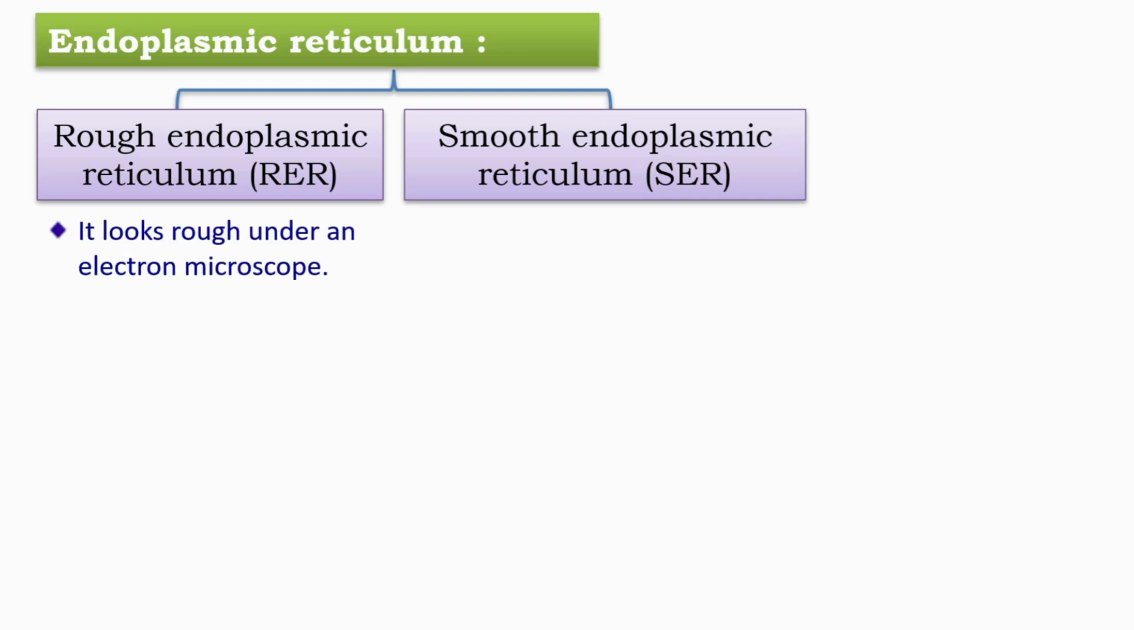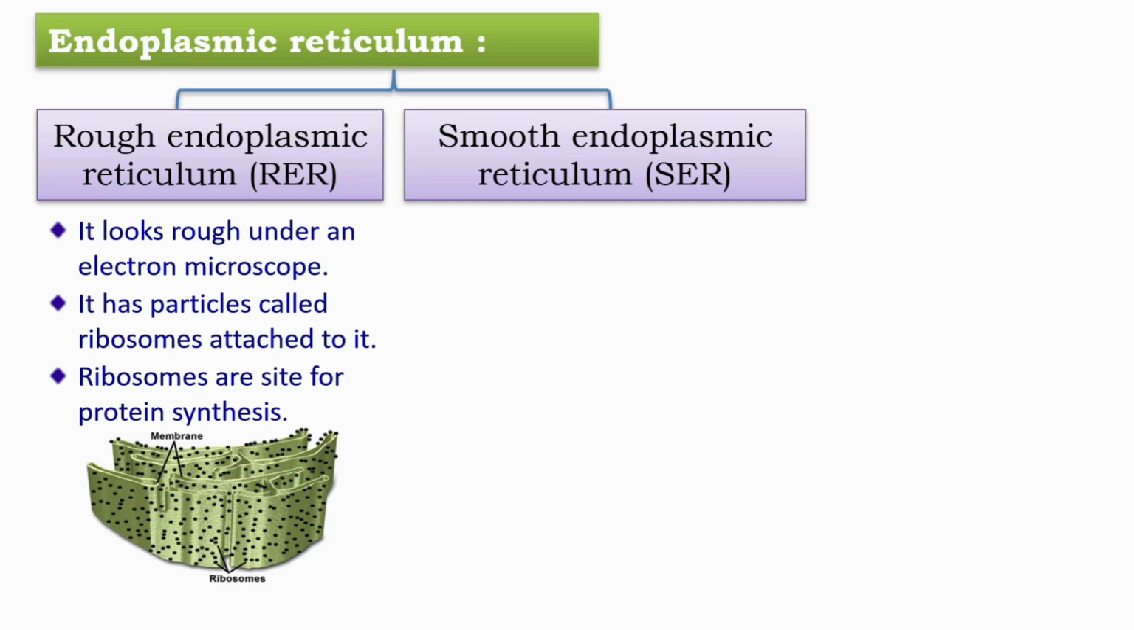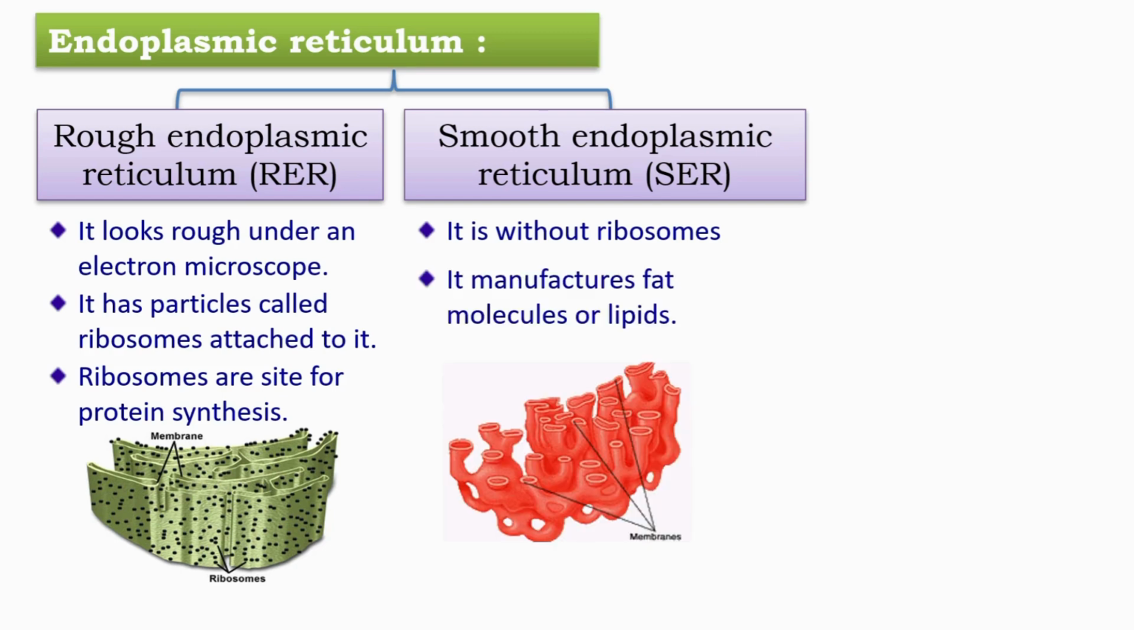Rough endoplasmic reticulum looks rough under an electron microscope. It has particles called ribosomes attached to it. Ribosomes are the site for protein synthesis. Smooth endoplasmic reticulum, that is SER, is without ribosomes. It manufactures fat molecules or lipids.